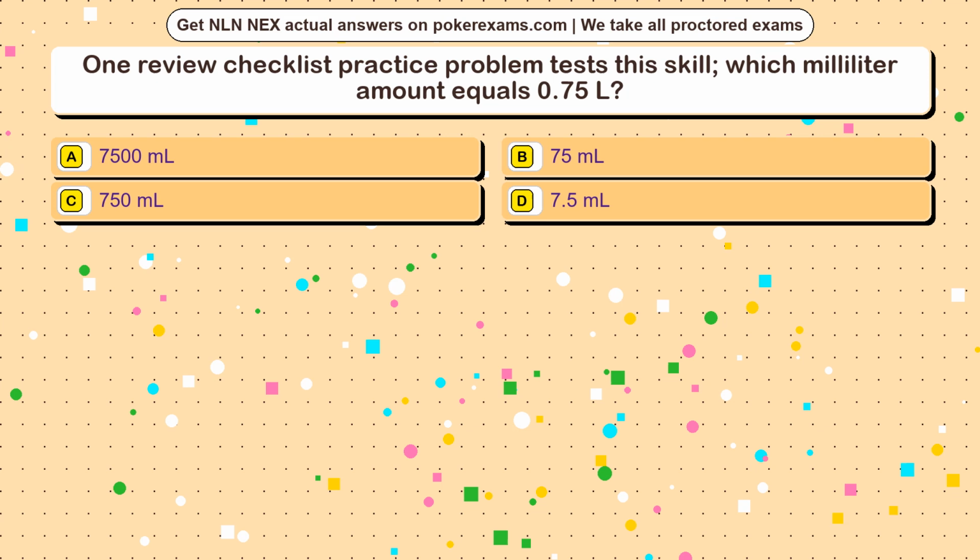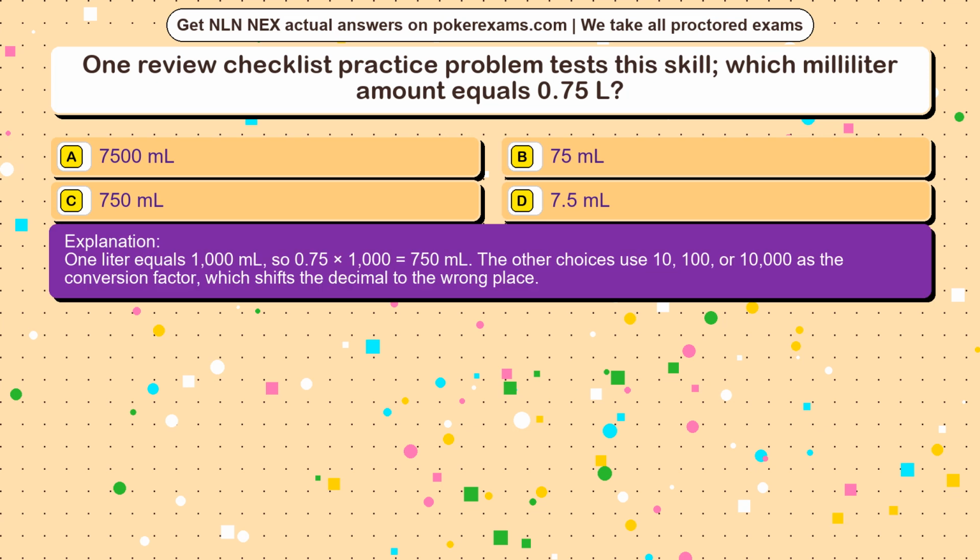The correct answer is option C. 1 liter equals 1000 ml, so 0.75 times 1000 equals 750 ml. The other choices use 10, 100, or 10,000 as the conversion factor, which shifts the decimal to the wrong place.